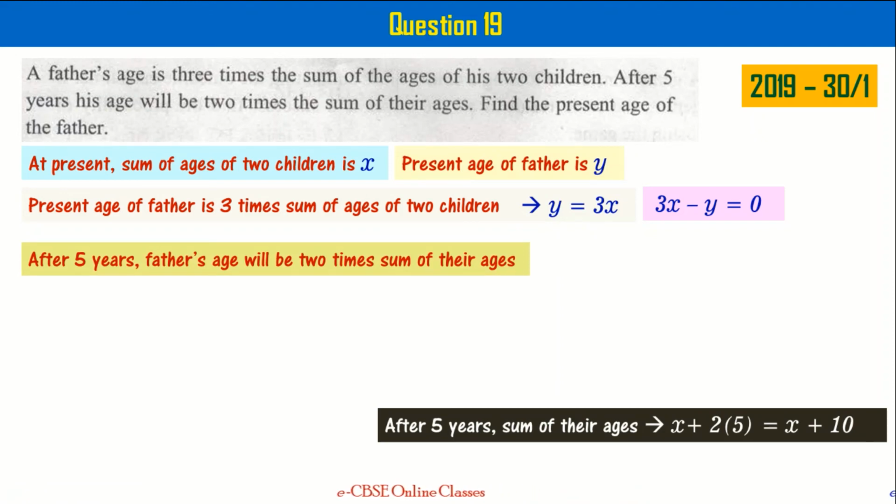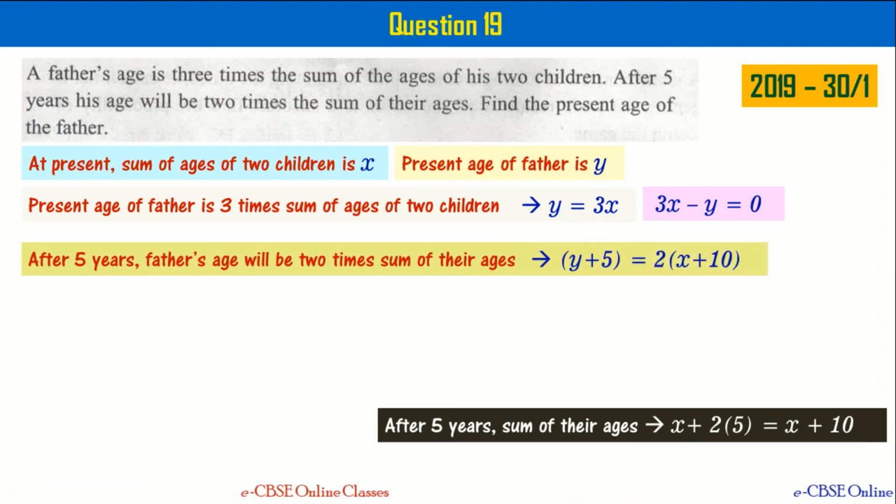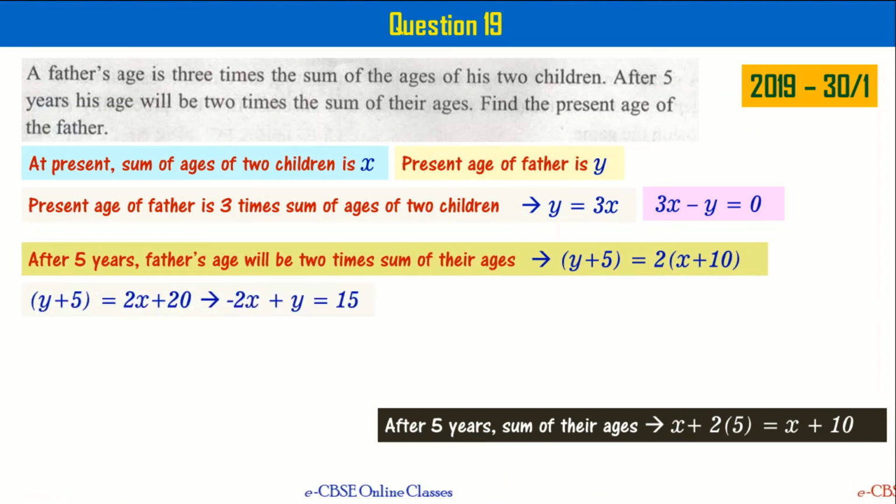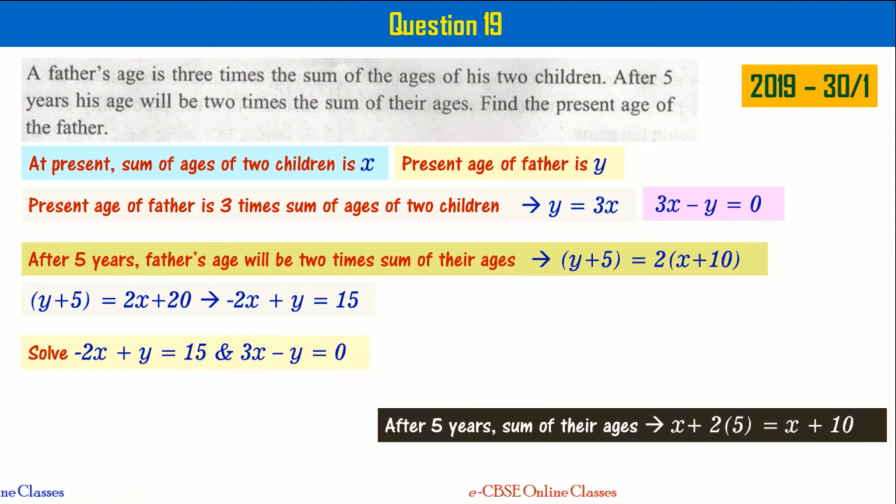After 5 years, father's age is going to be y plus 5 and son's age is going to be x plus 10. So y plus 5 equal to 2 times x plus 10. When you rearrange this equation, you get minus 2x plus y equal to 15. So to answer the question, we have to solve two equations: minus 2x plus y equal to 15 and 3x minus y equal to 0.